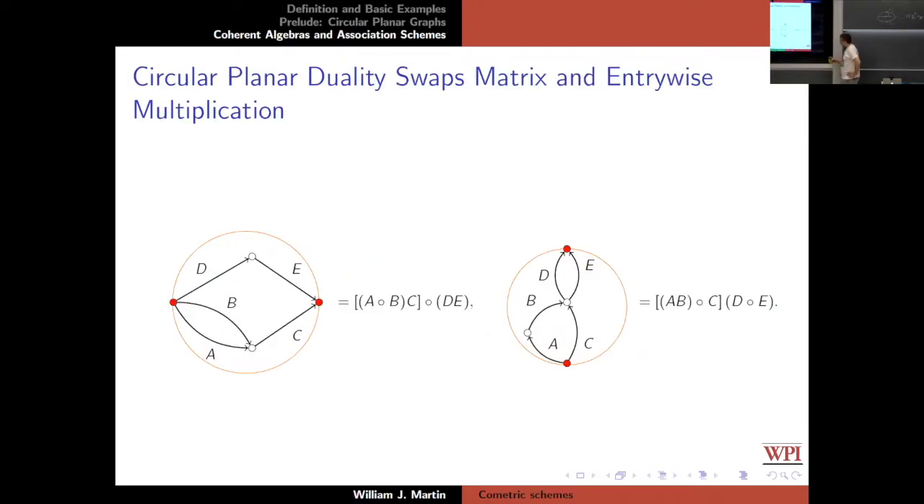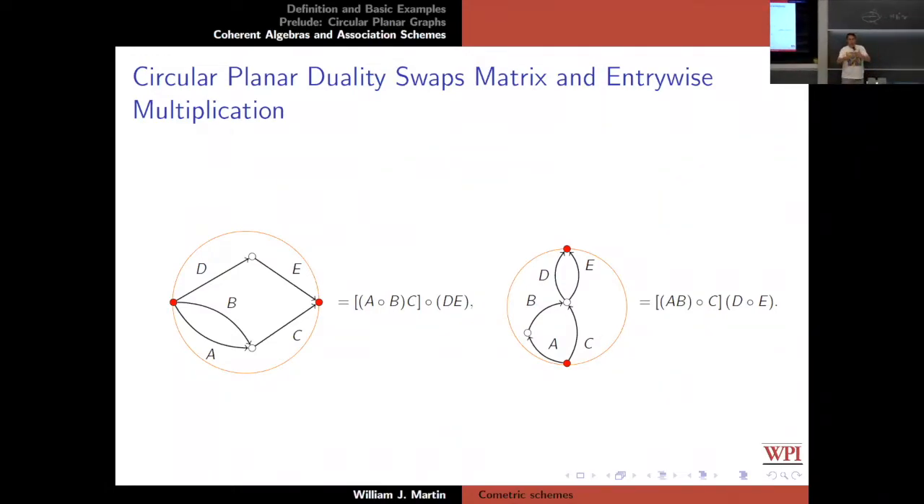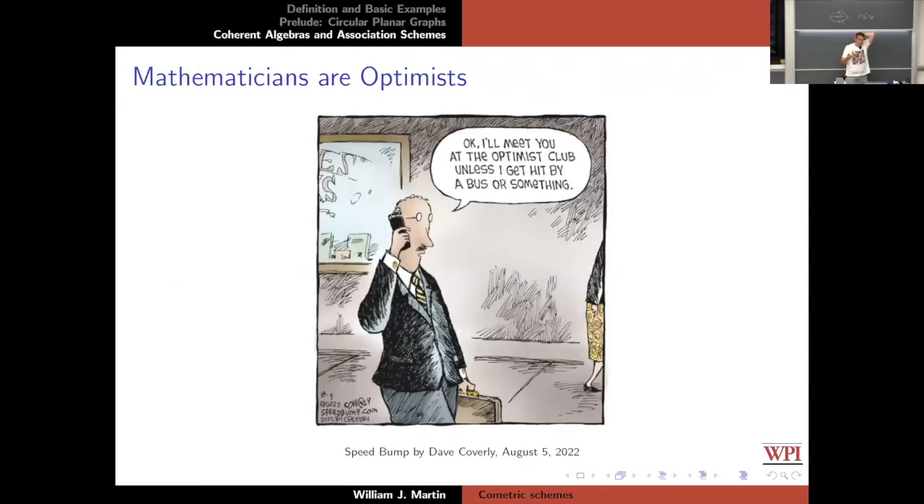Remember, we talked about this strange duality, the duality of circular planar graphs and the duality of association schemes, which collide now and then. And this really, really amazed me. So we saw this slide earlier. We take the circular planar dual of this diagram, and then we just replace the weights. All the edges get rotated 90 degrees counterclockwise, and the weights are the same, and that swaps entrywise and matrix multiplication.